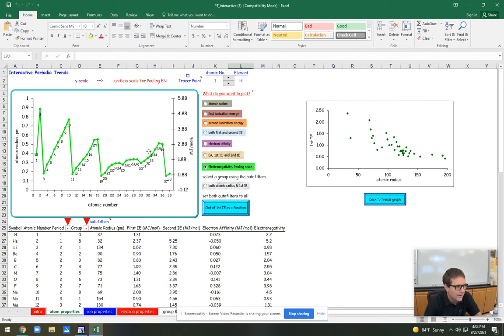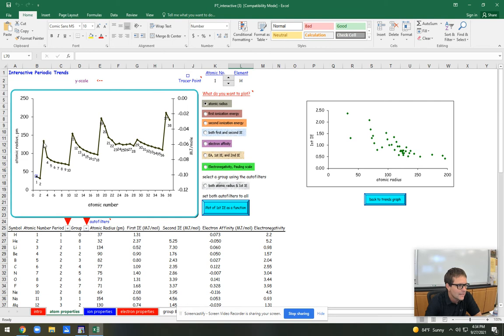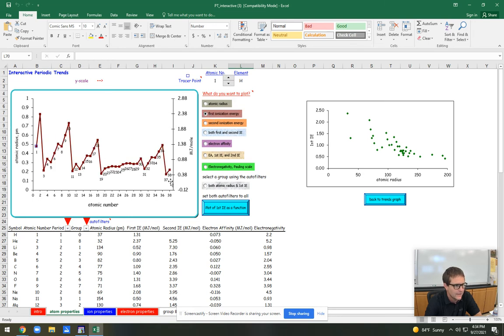How does this trend compare to the atomic radius? Well, let's go back and look at the atomic radius. It looks like the opposite of atomic radius. How does it compare to the first ionization energy? It looks very similar to the first ionization energy.